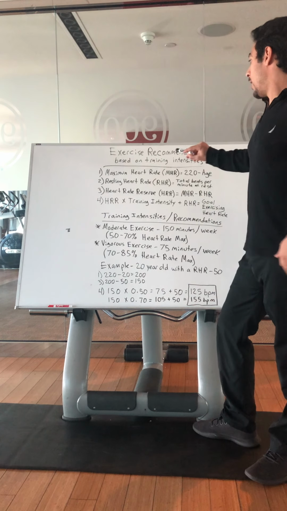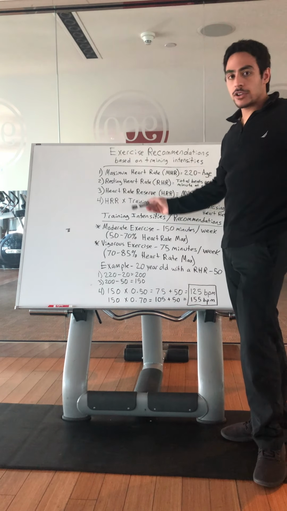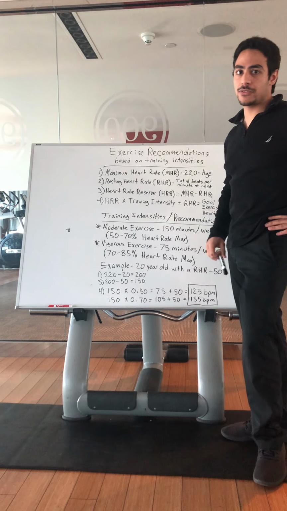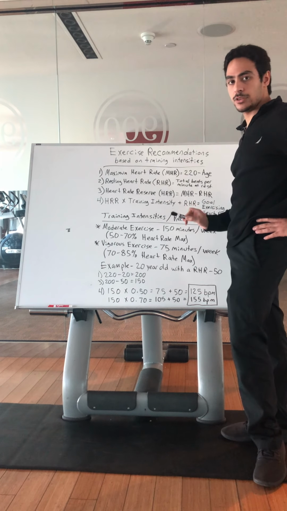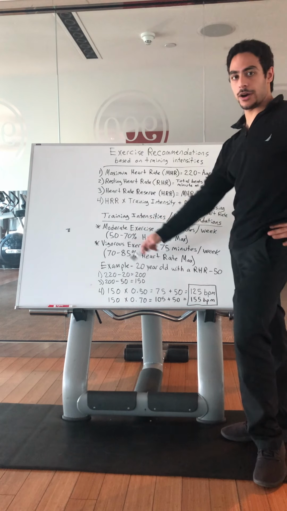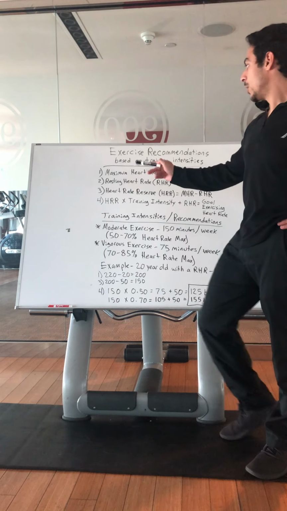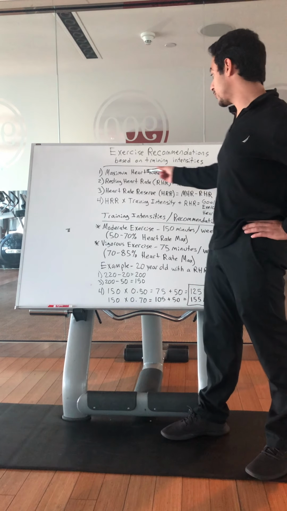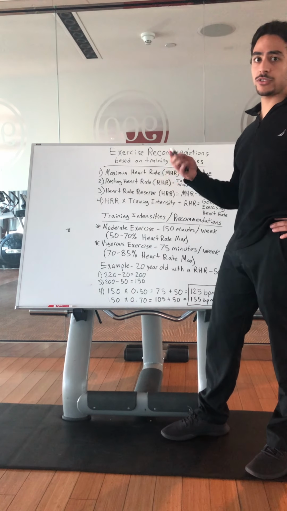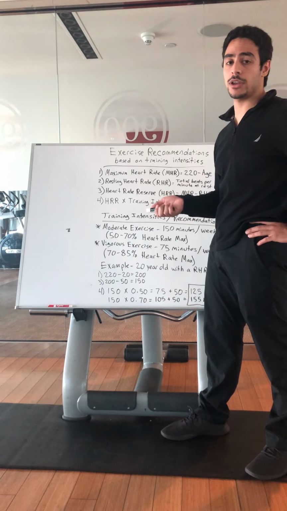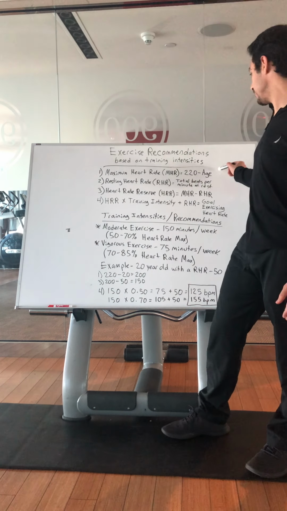So there's going to be some calculations. It might seem like it's difficult, but trust me, it's much simpler and it's actually very important and something that you should be keeping track of. So what you're going to be doing is you're going to first figure out your maximum heart rate, which is literally just taking 220 and subtracting your age, okay?